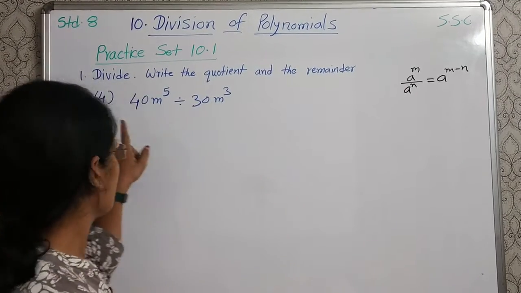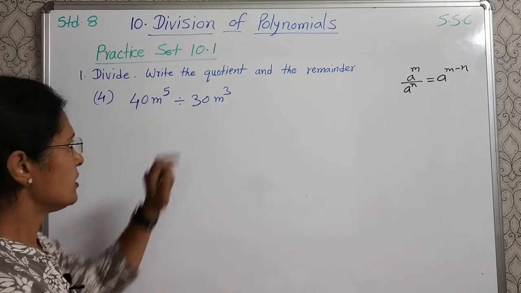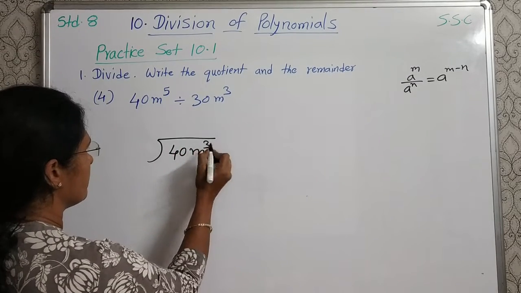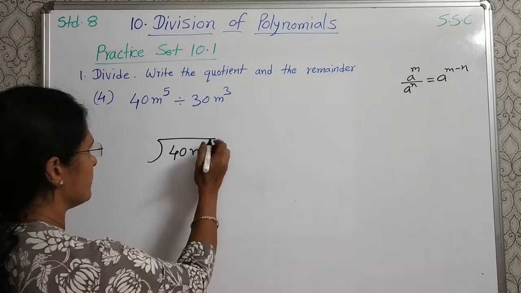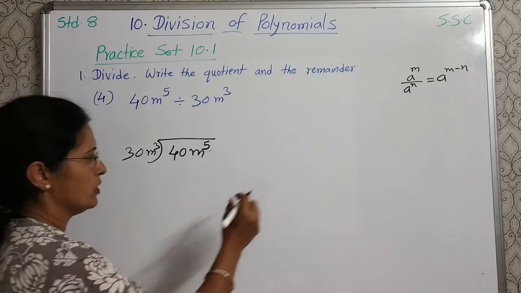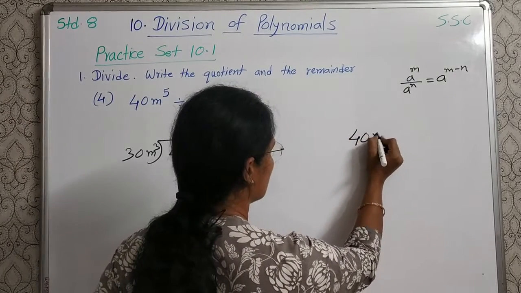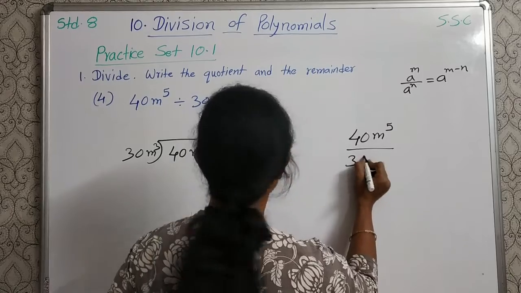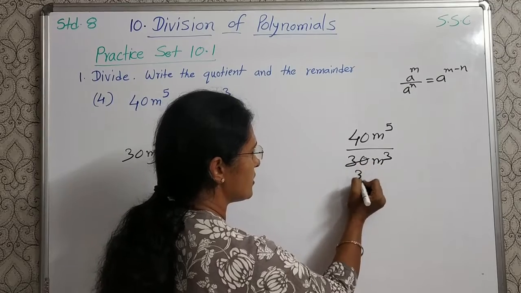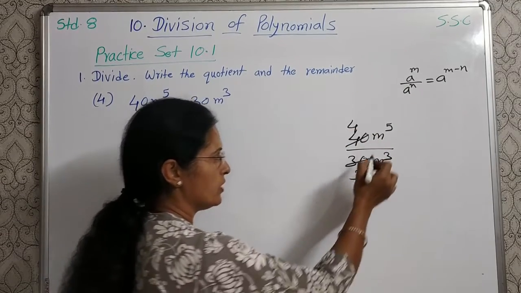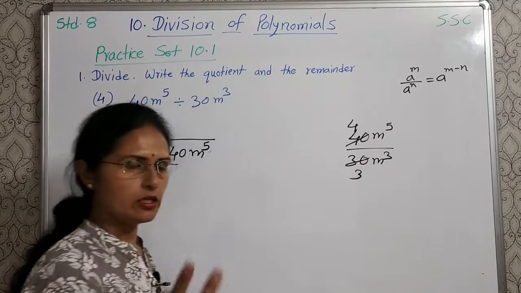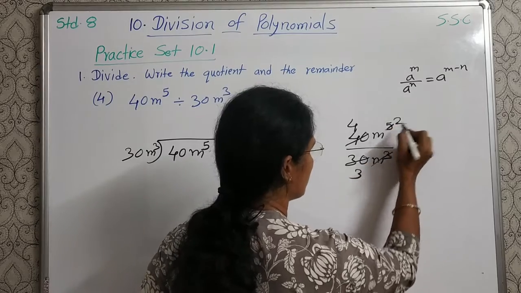Next, sum number 4. 40m raised to 5 divided by 30m cube. The dividend is 40m raised to 5, divided by 30m cube. Do the rough work here. 40m raised to 5 by 30m cube. Now simplify this. 10 3s are 30, 10 4s are 40. Now m raised to 5 by m cube. Using this law, 5 minus 3 is 2. So here it will be 2, m square.